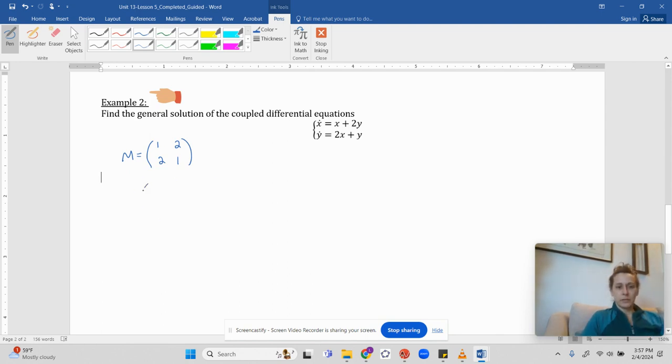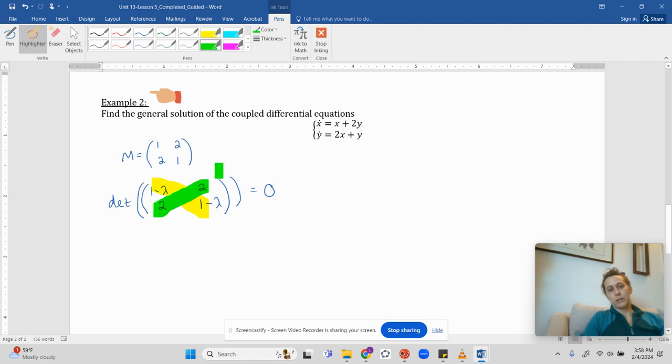You subtract lambda from the top left and the bottom right elements in the matrix. And then you set the determinant of this matrix equal to 0. To find the determinant, you multiply these minus multiply these. So we're going to set the determinant equal to 0. The determinant then is 1 minus lambda times 1 minus lambda minus 2 times 2. Set that equal to 0, and we have a quadratic.